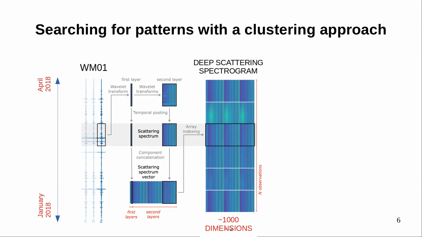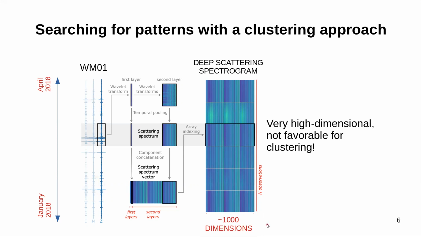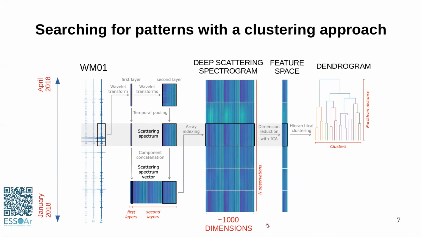So in total, we will have a very high dimensional representation of our data, which is not very favorable for cluster analysis, since distances become a complex concept in a high dimensional data space. For that reason, we need to reduce the dimension, and we do this with an independent component analysis, an ICA, and we call the reduced data space feature space. So we kind of extract the most important features out of the high dimensional data representation.